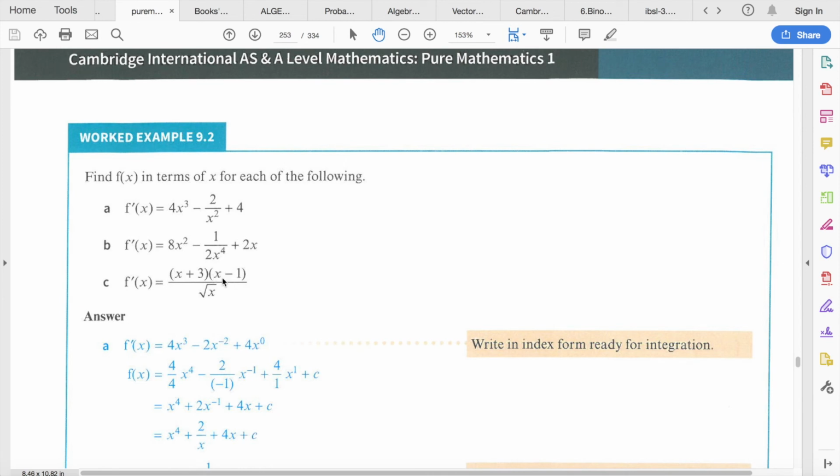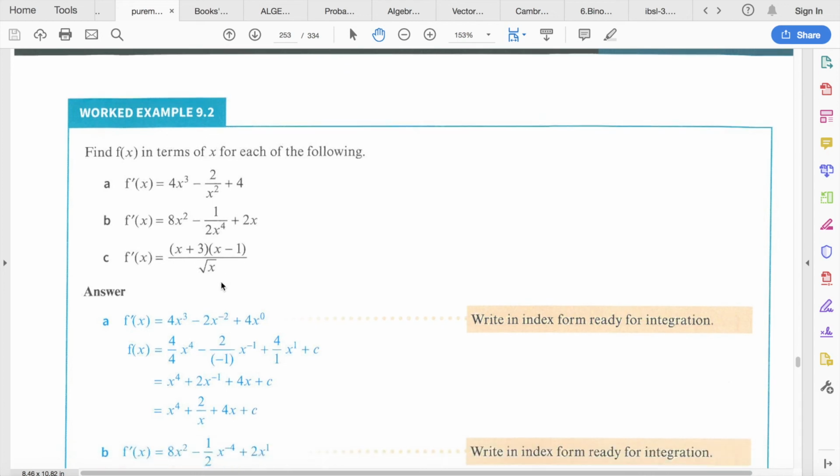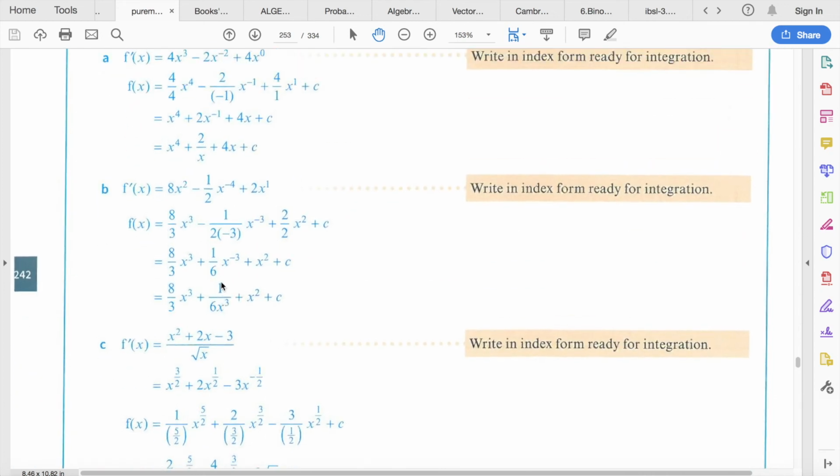I told you cannot integrate in this case. First, you should expand, which is expansion, x squared plus 2x minus 3 over radical x. Then you should separate them, x squared over radical x plus 2x over radical x minus 3 over radical x.